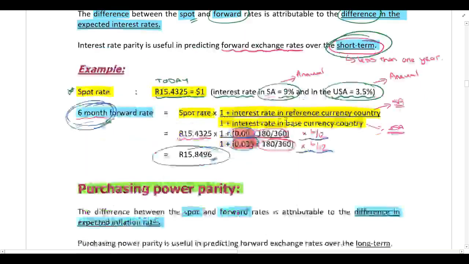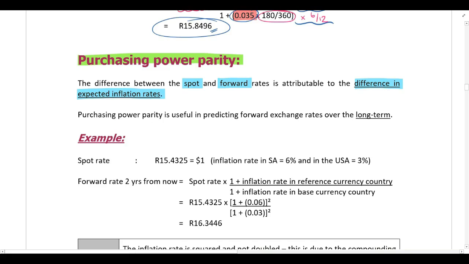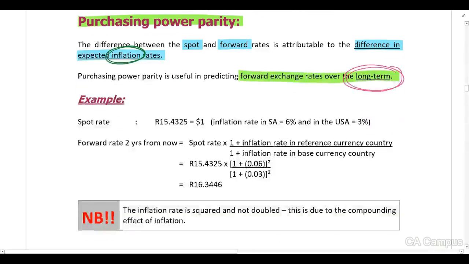Now, purchasing power parity works in exactly the same way. The only difference is we are not using interest rates, we are now using inflation rates. And this is used for predicting forward rates over the long term. So we use interest rates when we are trying to predict forward rates in the short term, and we use inflation rates when we are trying to predict forward rates in the long term.